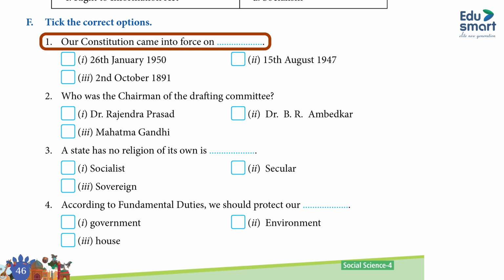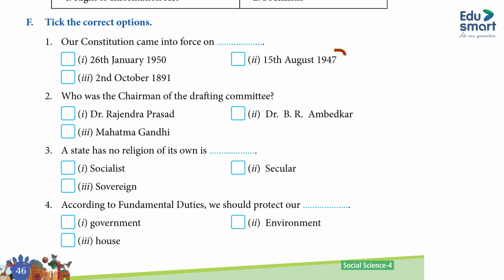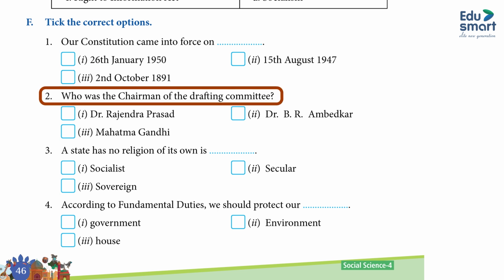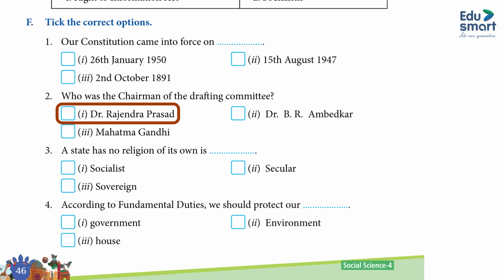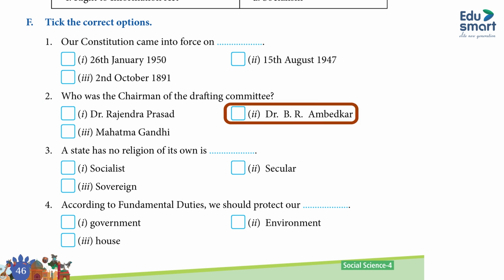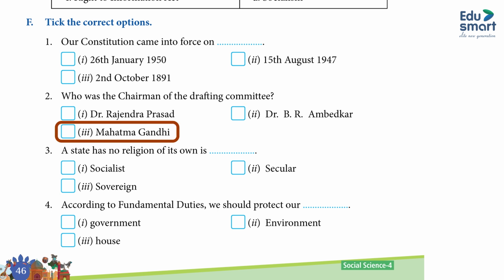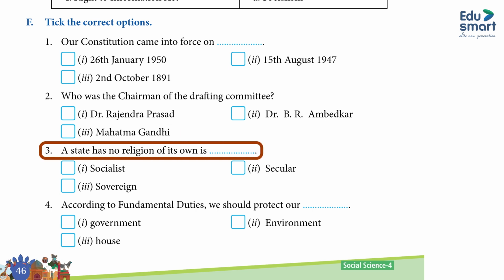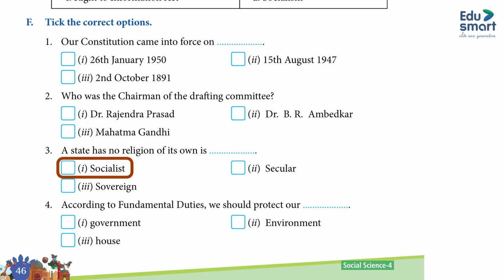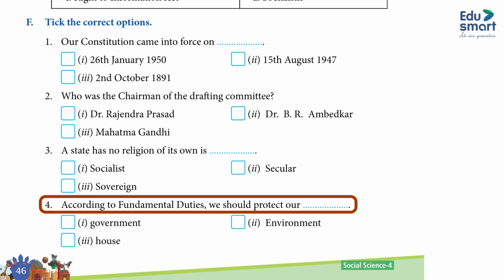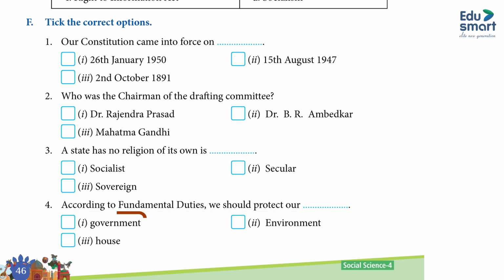F. Take the correct option. 1. Our constitution came into force on dash. 1. 26th January 1950. 2. 15th August 1947. 3. 2nd October 1891. 2. Who was the chairman of the drafting committee? 1. Dr. Rajendra Prasad. 2. Dr. B.R. Ambedkar. 3. Mahatma Gandhi. 3. A state that has no religion of its own is dash. 1. Socialist. 2. Secular. 3. Sovereign. 4. According to fundamental duties, we should protect our dash. 1. Government. 2. Environment. 3. House.